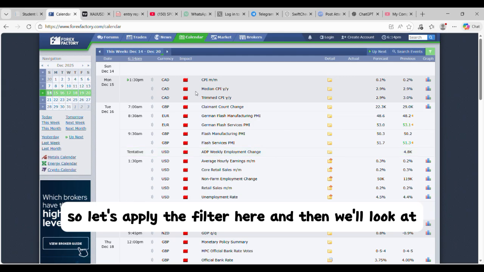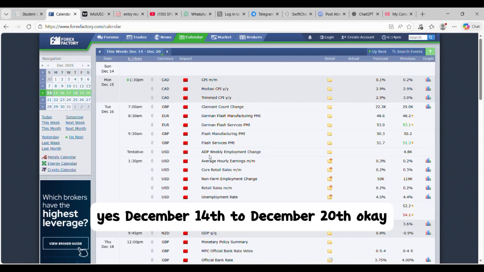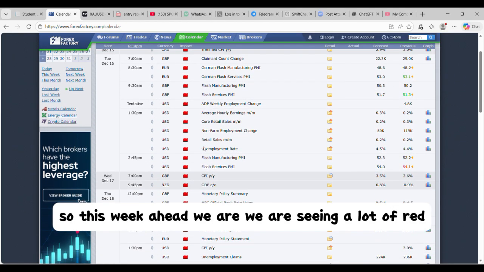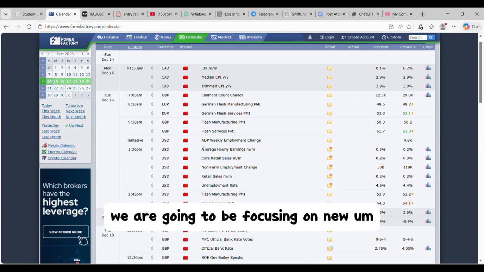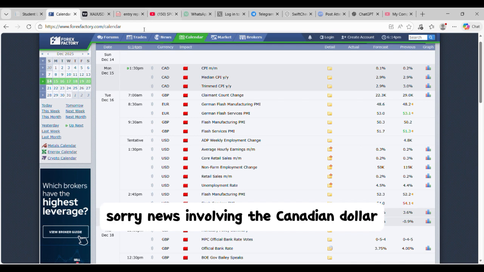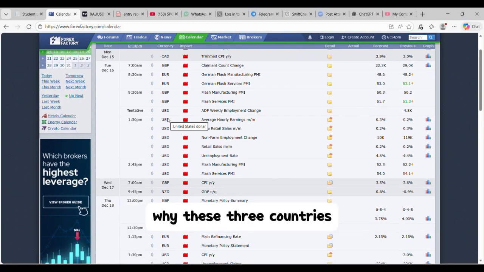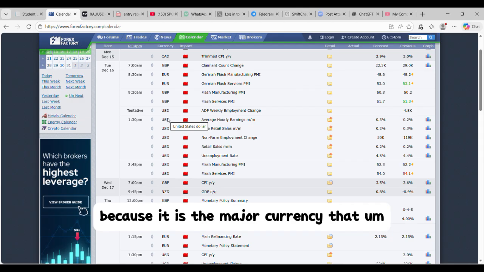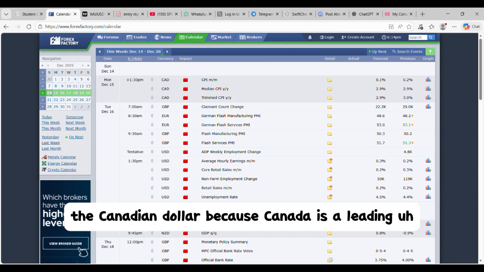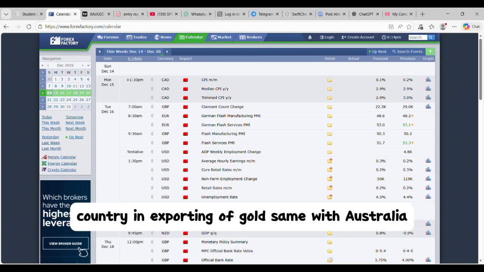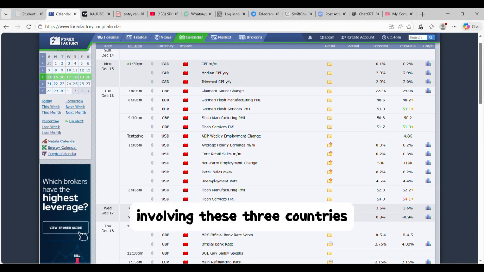So let's apply the filter here, and then we'll look at December 14th to December 20th. This week ahead we are seeing a lot of red. Since we are only looking at gold, we are going to be focusing on news involving the Canadian dollar, the Aussie dollar, that is the Australian dollar, and the United States dollar. Why these three countries? The United States dollar because it is the major currency that moves the world. The Canadian dollar because Canada is a leading country in exporting of gold. Same with Australia. So that is why our major focus will be news involving these three countries.